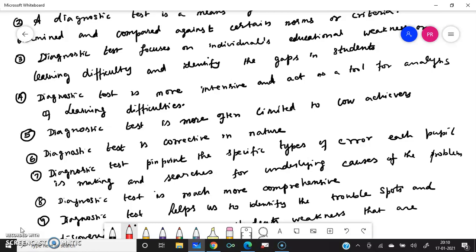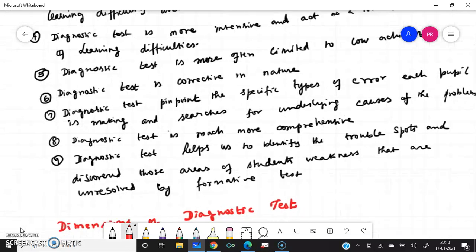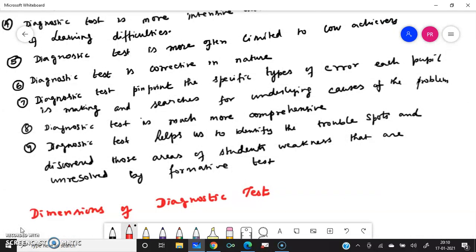A diagnostic test pinpoints the specific types of error each pupil, meaning each student, is making, and searches for the underlying cause of the problem. Why is this particular student making this particular mistake? A diagnostic test is much more comprehensive, meaning it encompasses so many things. You are actually pinpointing the student's mistake, so you are going to analyze it on a large scale.